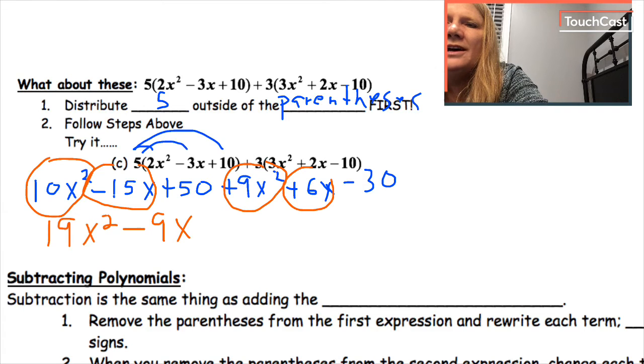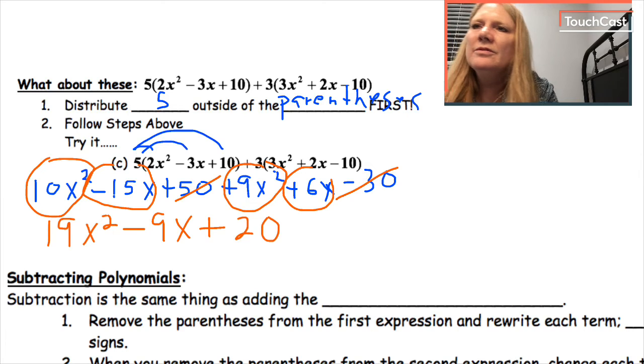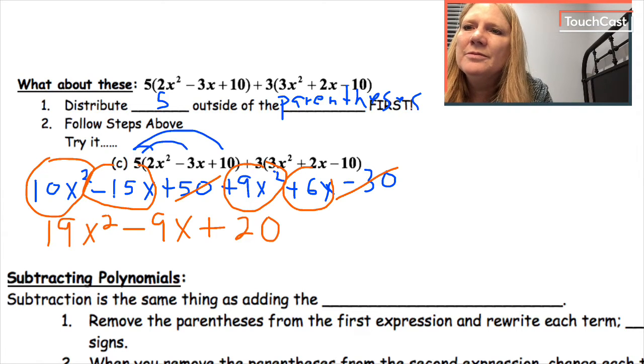And then we have a positive 50 and a negative 30. So positive 50, negative 30 is going to be a positive 20. And so that is the next example.